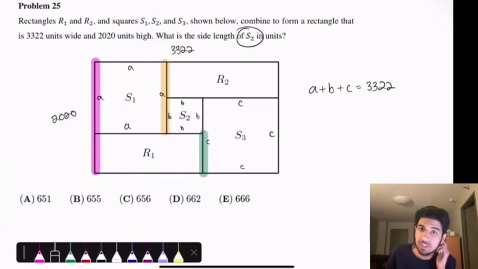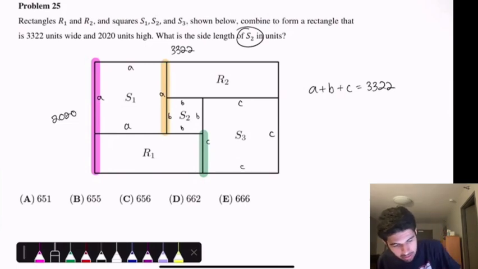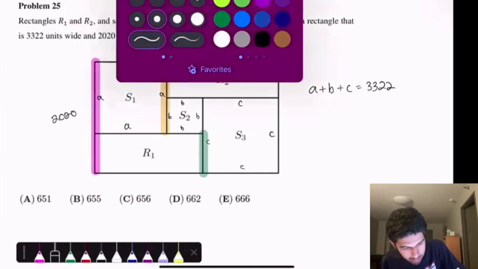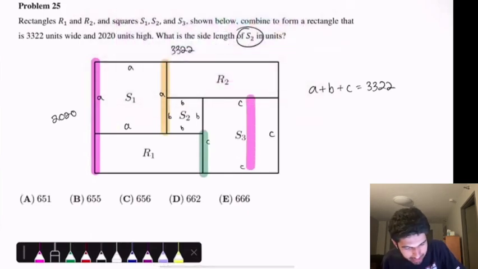The issue is that we don't really know the height of R1. If we knew that, we would be in business. But can we get that in terms of some of the other things? The answer is yes. What we need to do is consider another line. So I'll draw another pink line.